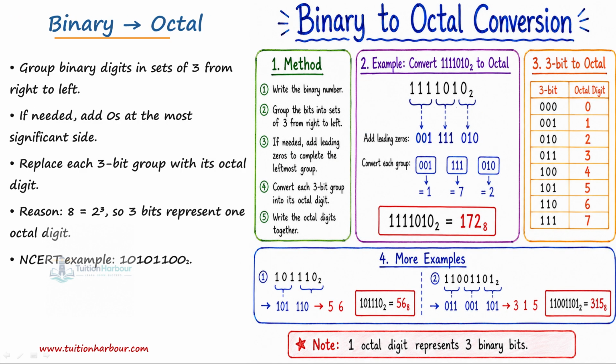To convert binary to octal, group bits in threes from right to left. Add leading zeros when needed. In 1111010, the groups are 001, 111, and 010, giving octal digits 1, 7, and 2. So the answer is 172 octal.